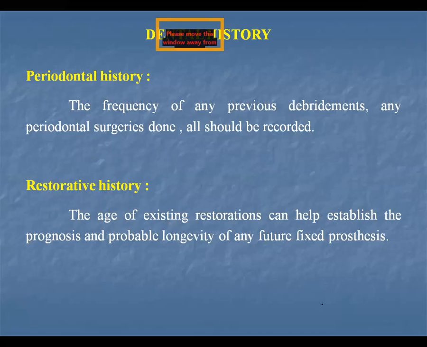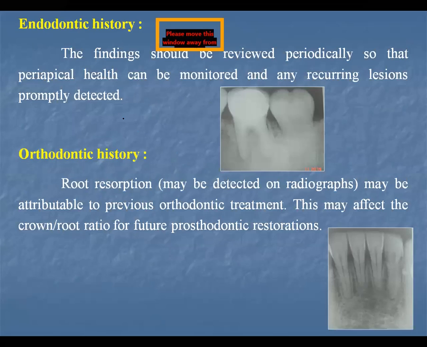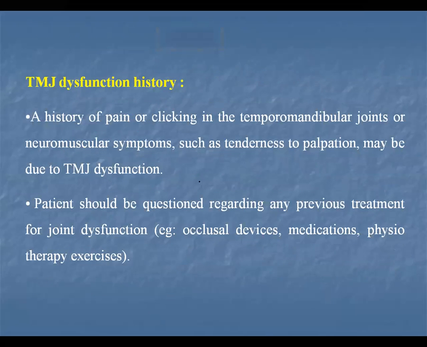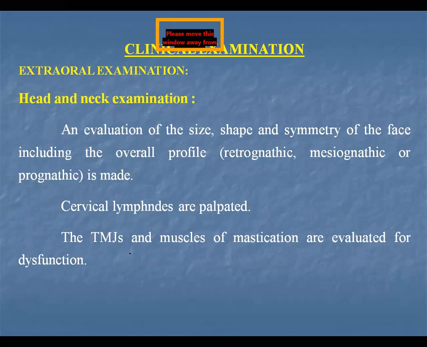Then the dental history includes the periodontal history, restorative history, and the endodontic history of the patient. Orthodontic history: if the patient is undergoing any orthodontic treatment, it should be properly written. The patient's earlier oral surgical procedures should be entered in your prosthetic case history. Then the radiographic history of the patient should be evaluated. We should make sure that the patient's TMD dysfunction history is properly recorded, if the patient is having any discomfort, tenderness, or palpation findings on the TMJ. In such cases, we first treat that TMJ dysfunction, and then only can we proceed with the fixed partial dentures.